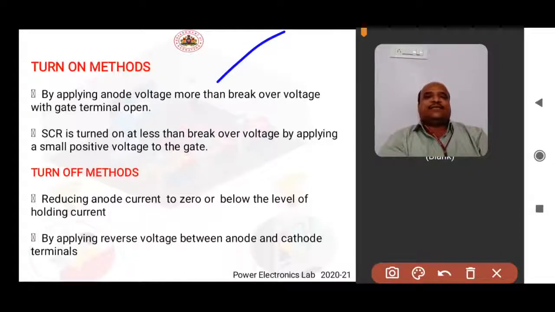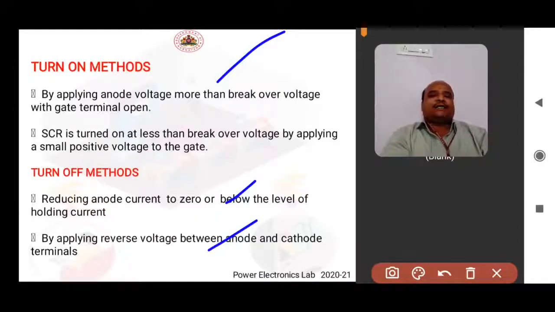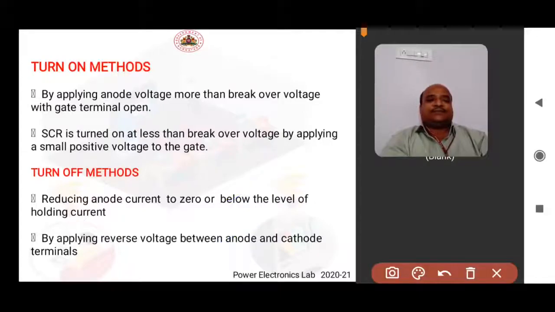Now let us see the turn-off methods of SCR. The SCR can be turned off by reducing the anode current to 0 or below the level of holding current. It can also be turned off by applying a reverse voltage between anode and cathode terminals.